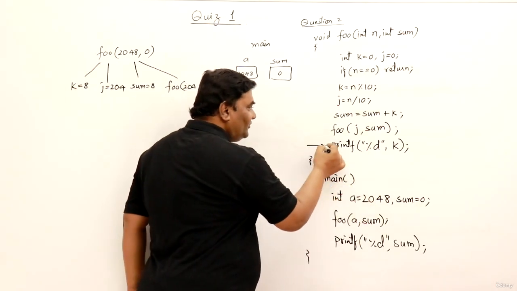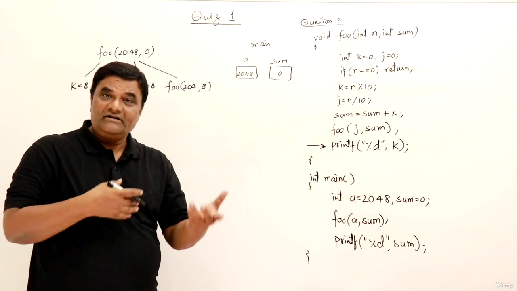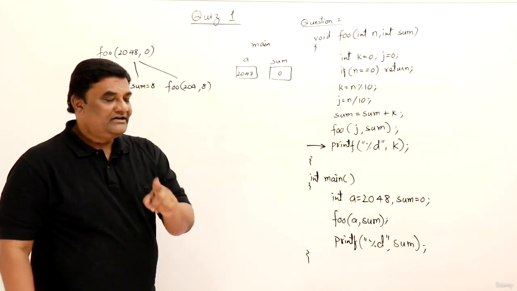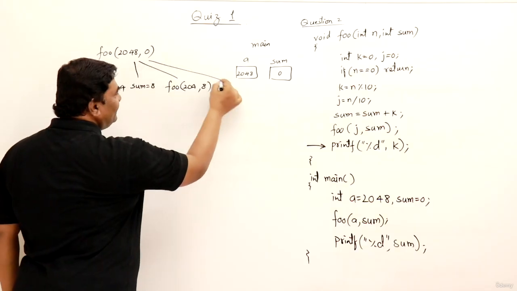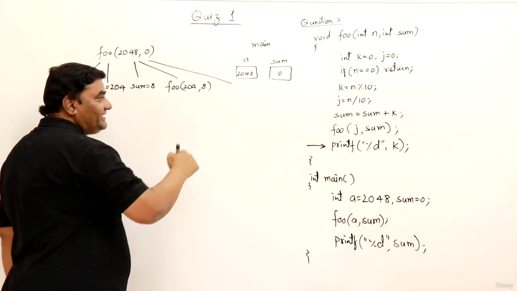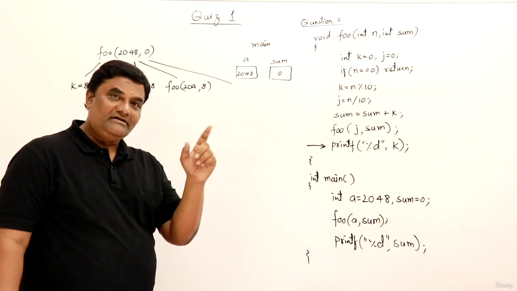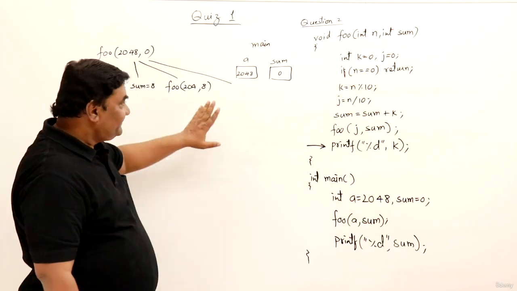So this step will not be performed now because it has called itself. So this will be performed at returning time. So we will do it at returning time. So I'll just leave a line here. Here we have to print k. So whatever the value of k, that will be printed. Not now, at returning time. So let us continue with this call now.